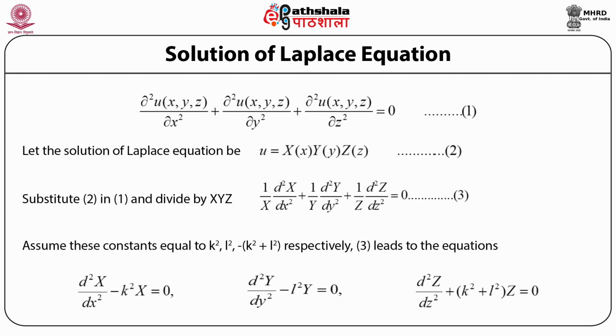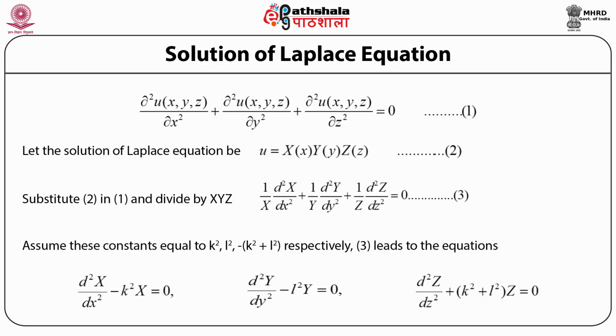As you rightly guessed, since we have three different independent variables, we can write the solution for u in terms of capital X, capital Y and capital Z. Then if you differentiate and substitute u in equation 1, you will end up getting (1/X) d²X/dx² plus (1/Y) d²Y/dy², and similarly for Z, equal to 0.